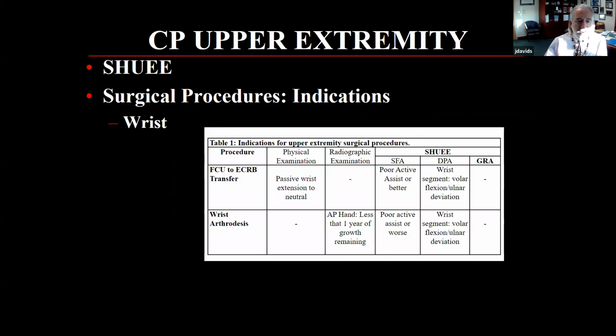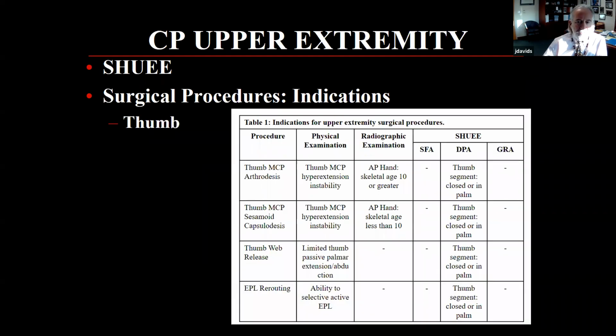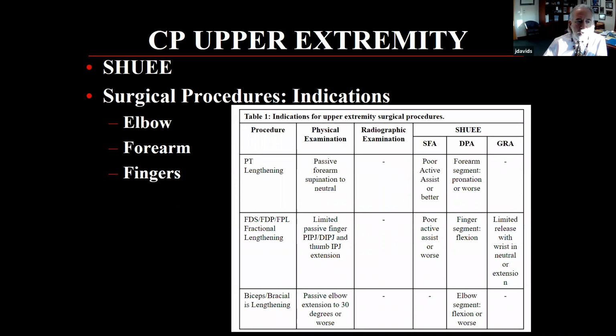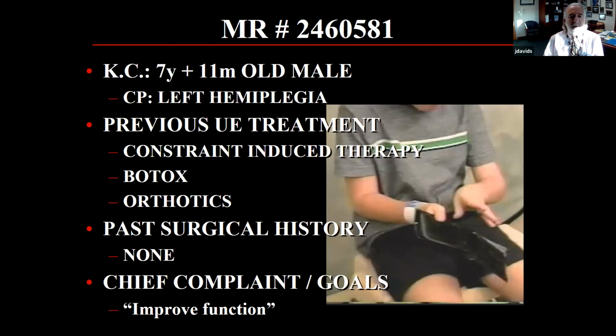With this approach, then, it has become possible to develop specific indications for the most common procedures performed at the wrist based on input from physical exam, in some cases X-ray exam, and then the SHU, including analysis of the spontaneous functional analysis portion of the test, the dynamic positional analysis portion, and then when appropriate, grasp and release. So there's indications identified now for the wrist, the thumb, the elbow, the forearm, and the fingers. Let's look at a case that illustrates many of these points.